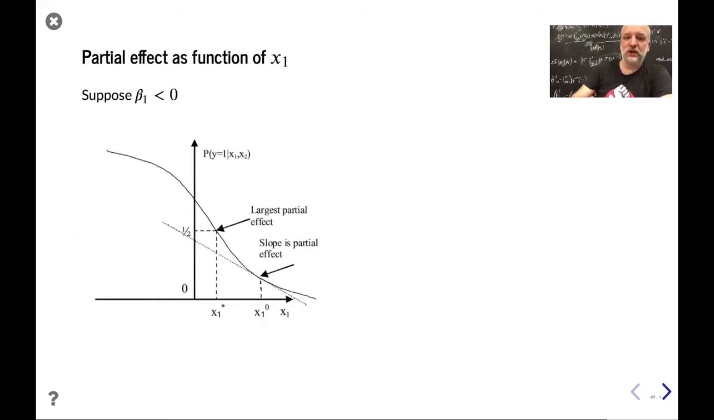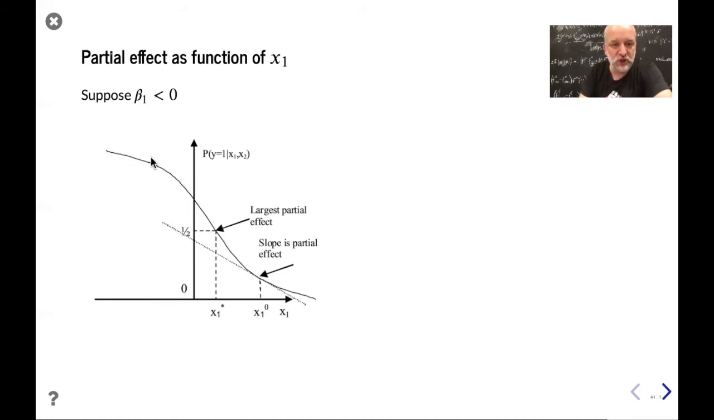So let's look at this graphically. What is the partial effect? We've seen an example where beta was positive, so why don't we take one where it's negative? This is the response probability curve. It's not supposed to go below zero, sorry about that; it's supposed to be between zero and one. The partial effect is the slope of this curve with respect to a change in X.